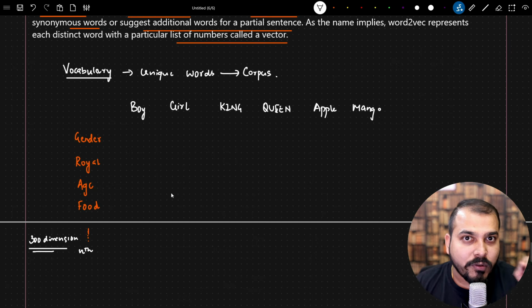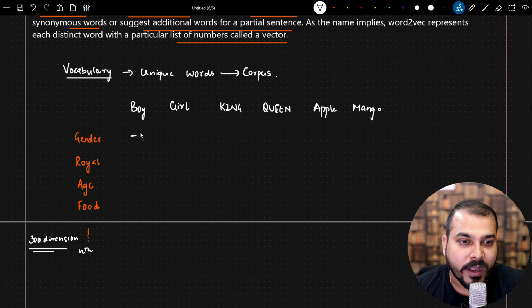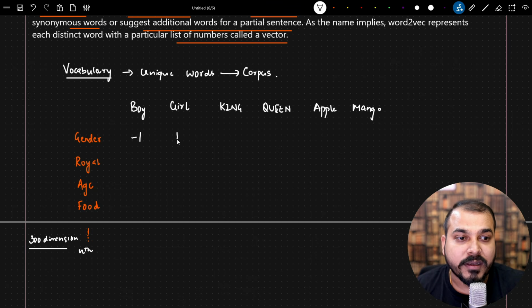Okay. Now this is super important. What kind of values can I have over here, right? Now let's say with respect to boy, which is present in the vocabulary, and its relationship with respect to gender, let's say that I'm having -1 over here. Let's just consider -1 over here. Now with respect to girl and gender, the value can be +1 because it is the opposite of boy, right?